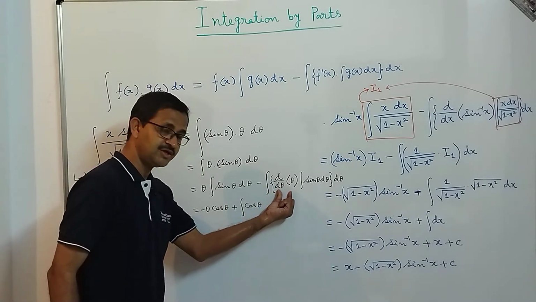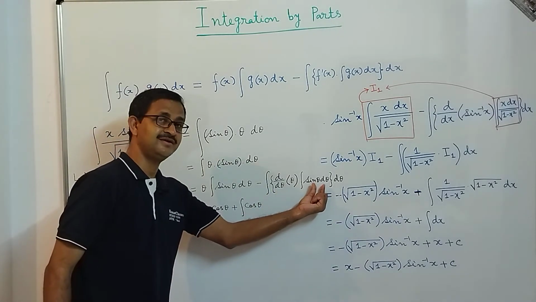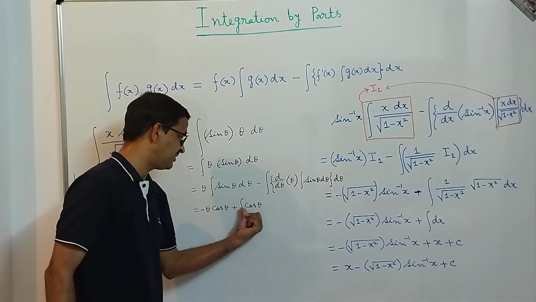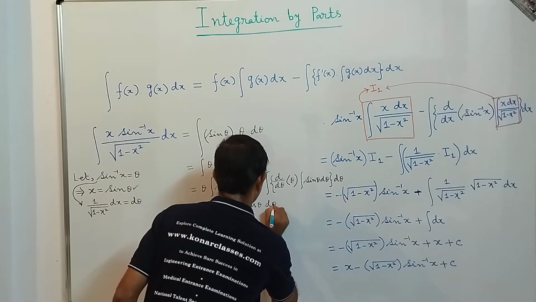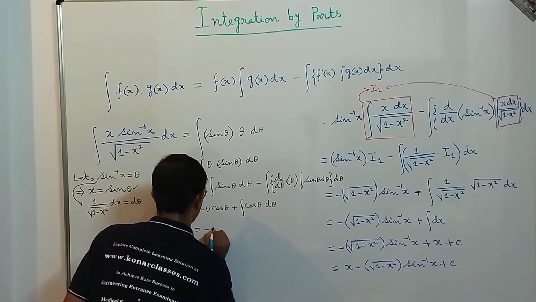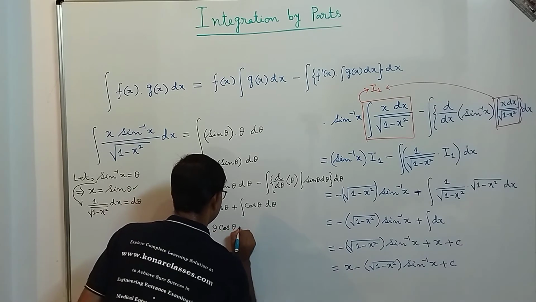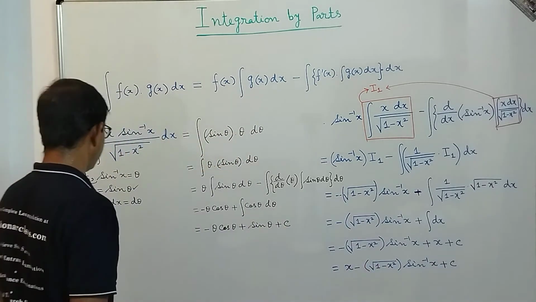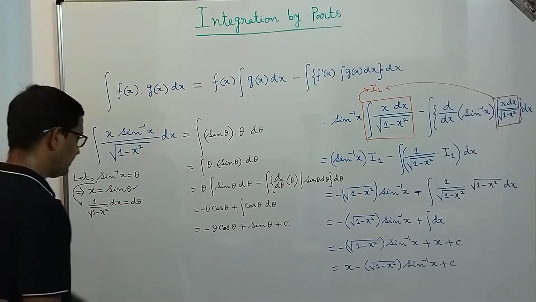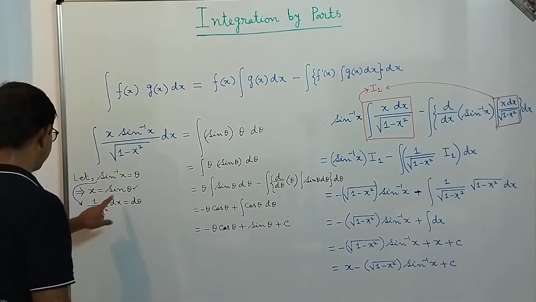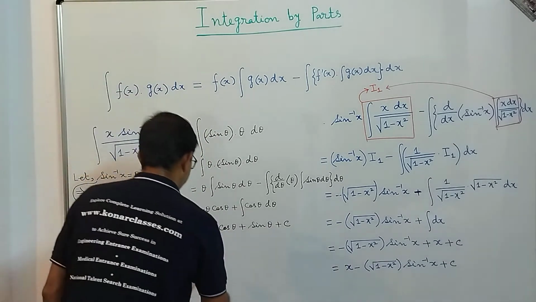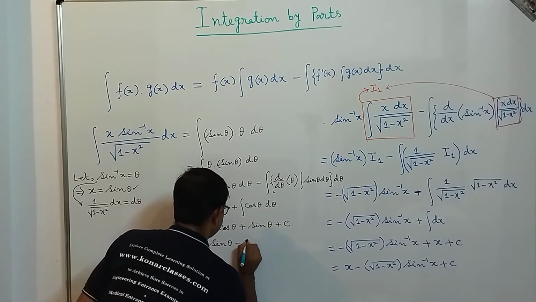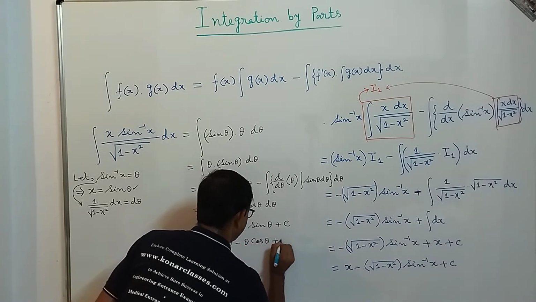I repeat, d by d theta of theta is 1. So 1 into the integration of sine theta d theta. The integration of sine theta is minus cos theta, so minus cos theta, and minus becomes plus, cos theta d theta. Okay. So what is the integration of cos theta? The integration of cos theta is sine theta, and finally we apply one integrating constant c. Now what is the value of sine theta? Sin theta is equal to x. So we can write this as sin theta minus theta into cos theta plus c.